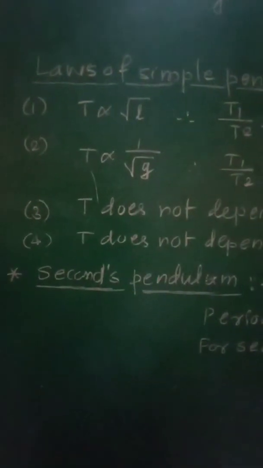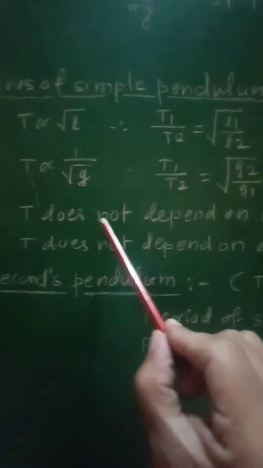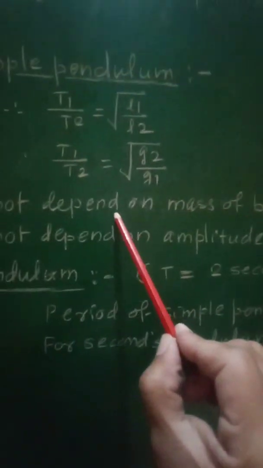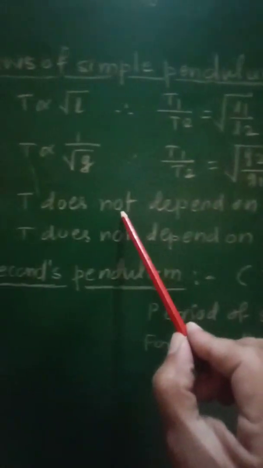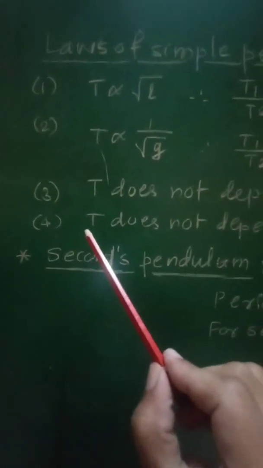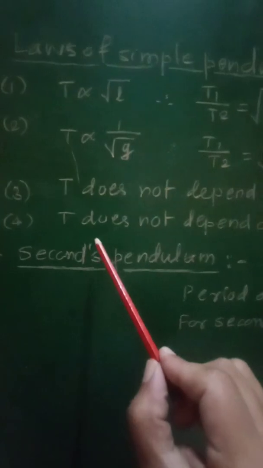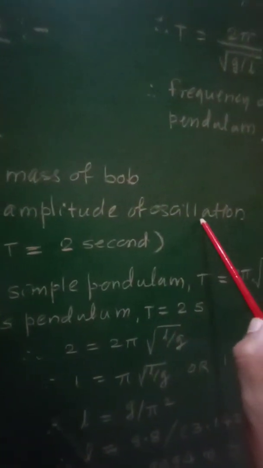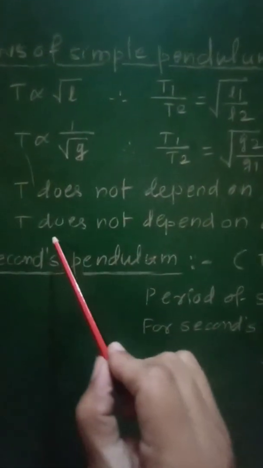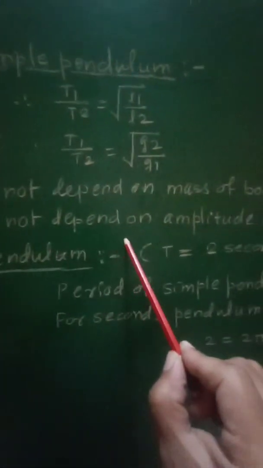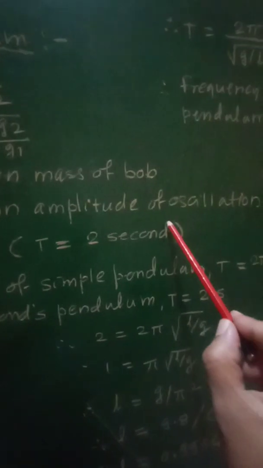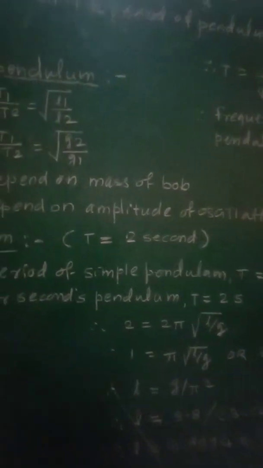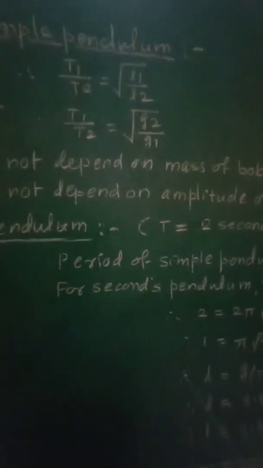The third law states that the period of simple pendulum does not depend on the mass of the bob. It is independent of the mass of the bob. The fourth law states that the period of simple pendulum does not depend upon the amplitude of oscillation of that simple pendulum, because already that amplitude is taken very small.